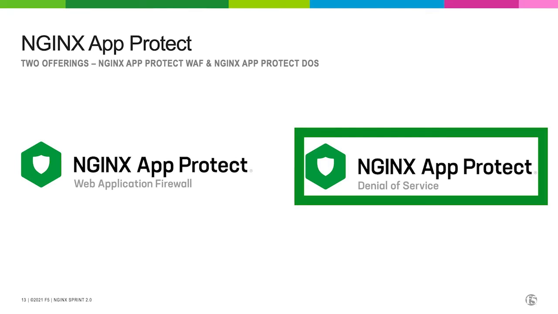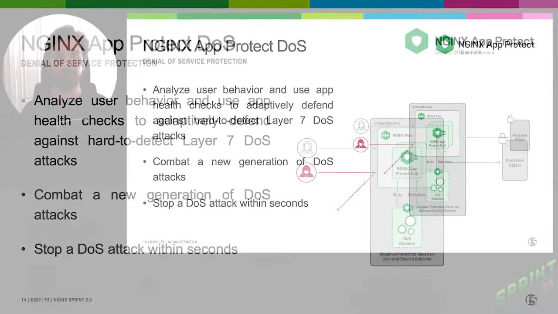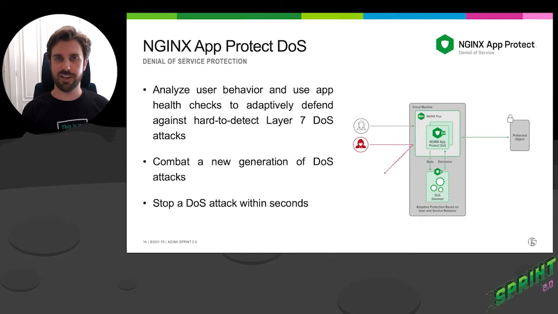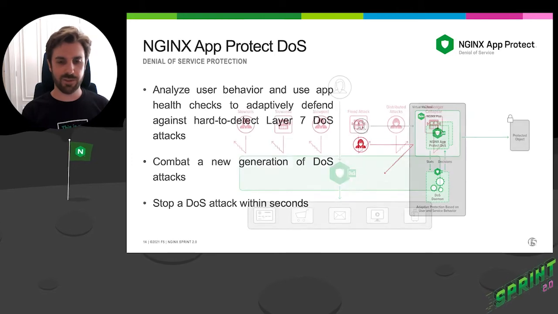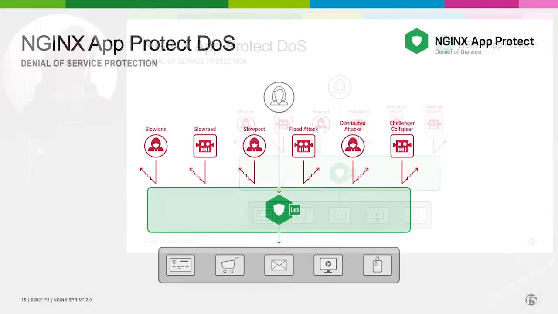Now moving on, let's talk about NGINX App Protect denial of service. NGINX App Protect DoS is NGINX's denial of service protection offering, and it's very unique in that it uses a custom-built user behavior analysis and service behavior checks algorithm to defend against hard-to-detect new generation Layer 7 denial of service attacks. This algorithm is always learning, always reacting to strange new user behaviors, and thus detecting new vectors of attack and blocking against them.